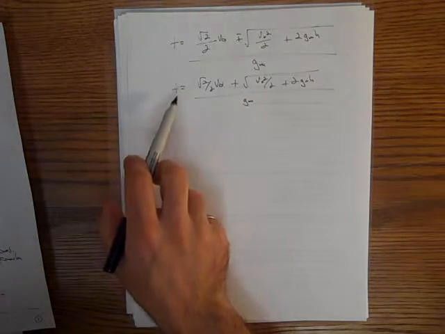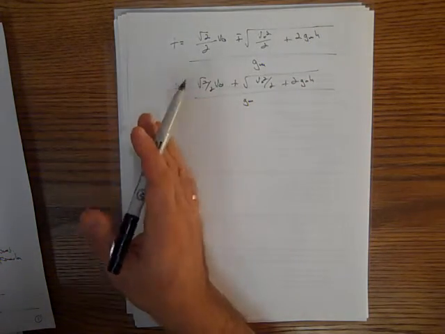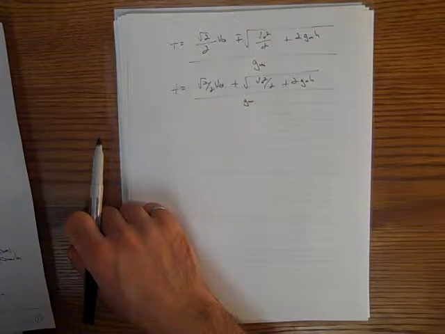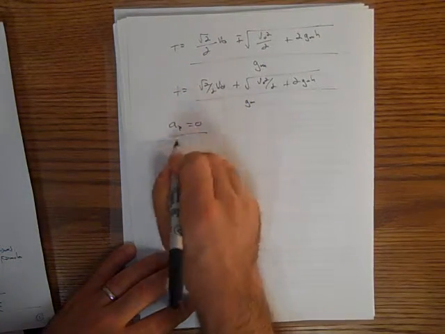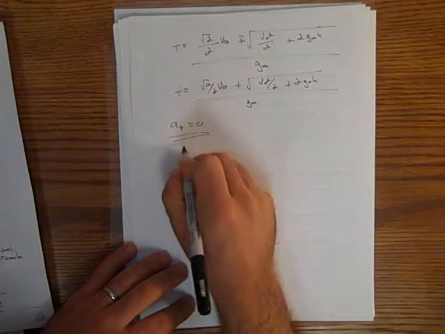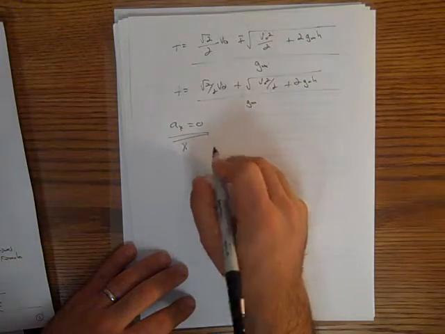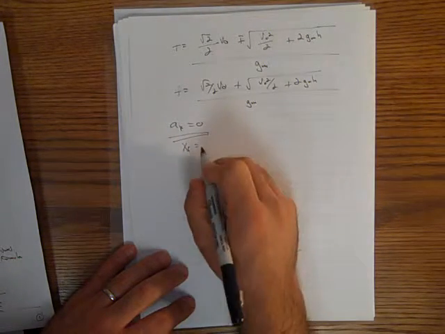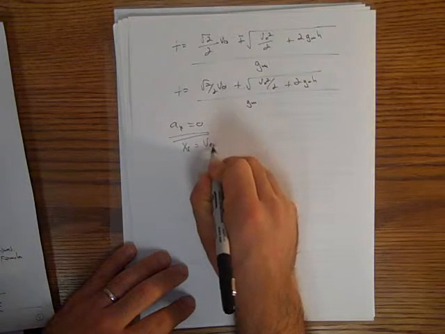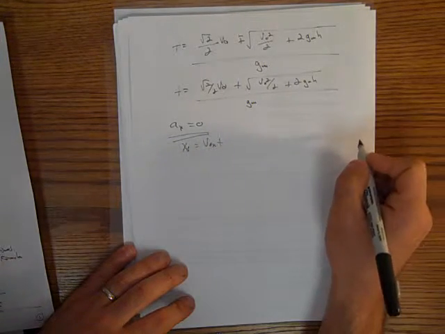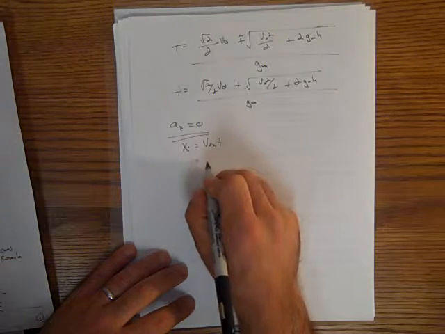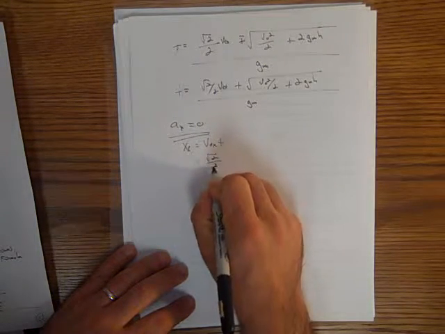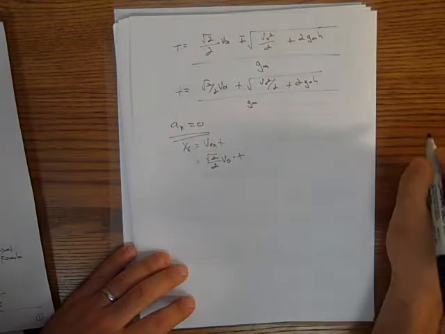But we're not interested in the time, though. What we're interested in is the range, how far it goes. To do this, we have to recognize, again, that the acceleration in the x direction is 0, which means that my position is going to be the initial velocity in the x direction times time. I know that this is root 2 over 2, magnitude of v0, times time.